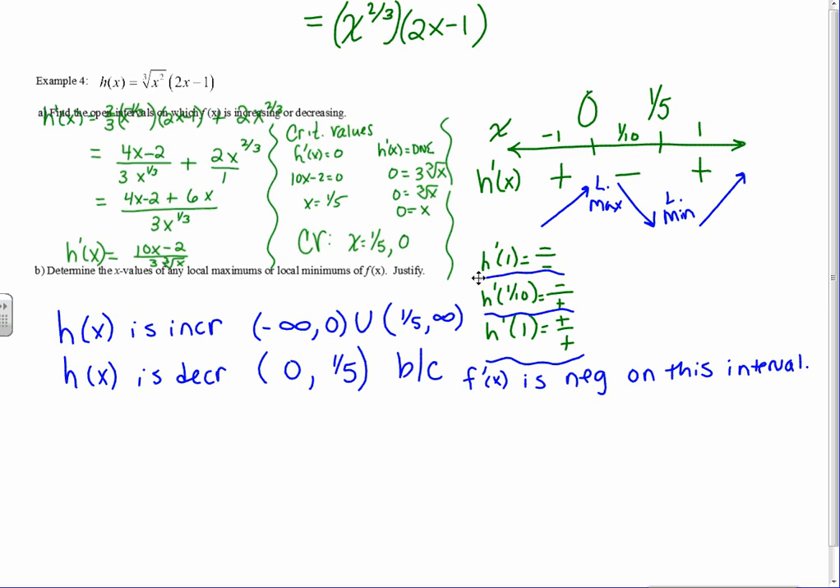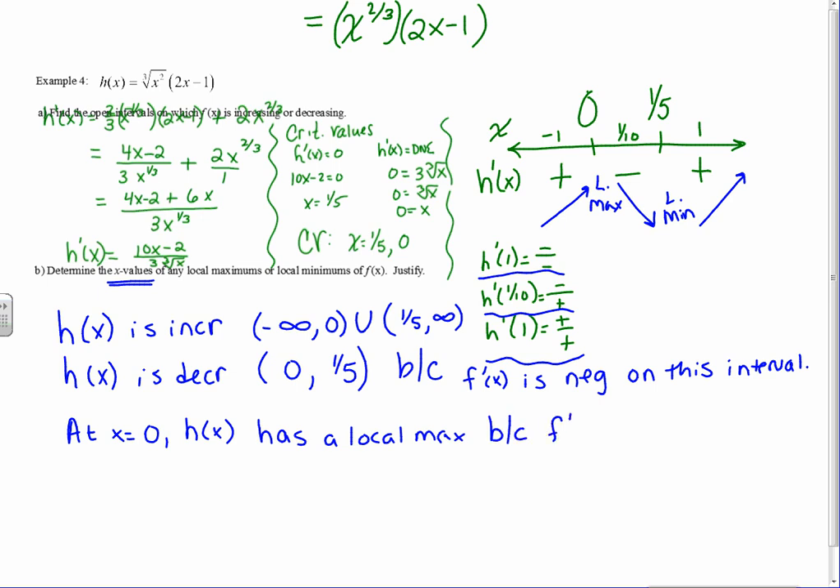Now, where do we have local mins and local maxes? Determine the x values. It's nice to keep going with x values. So at x equals 0, h of x has a local max. How come?